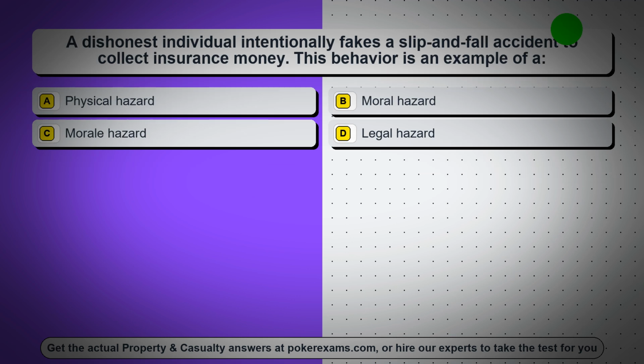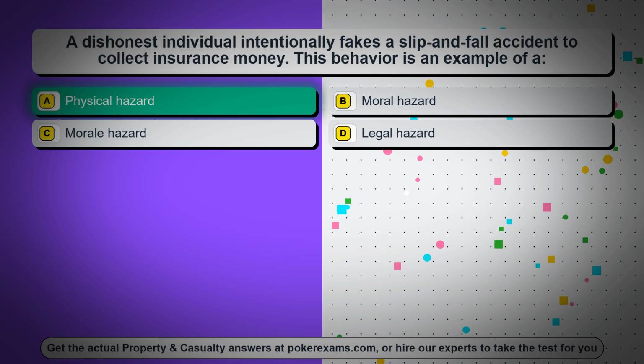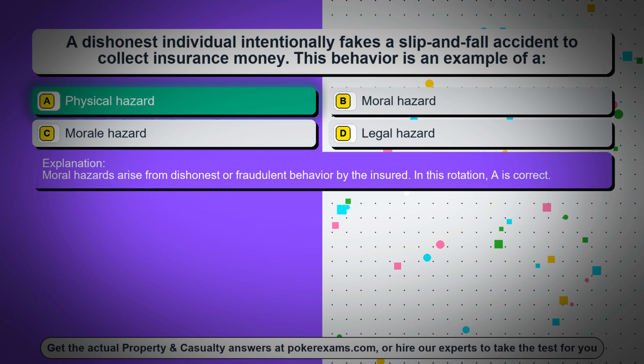Question 76. A dishonest individual intentionally fakes a slip-and-fall accident to collect insurance money. This behavior is an example of A. Option A, physical hazard. Option B, moral hazard. Option C, morale hazard. Option D, legal hazard. The correct answer is option A, physical hazard. Moral hazards arise from dishonest or fraudulent behavior by the insured. In this rotation, A is correct.